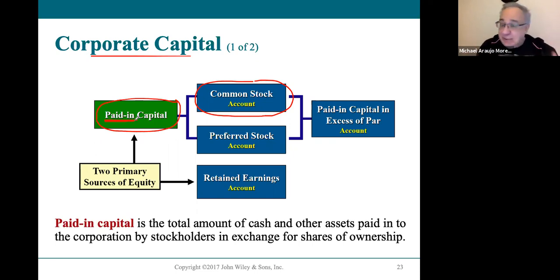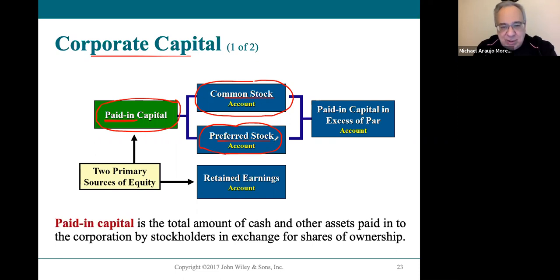Some corporations, not very many, very few in fact today, decide to sell, in addition to the common stock, a special type of stock called preferred stock. They call it preferred for very odd reasons. It's preferred to the corporation. Why so? Preferred stockholders do not get a right to vote. Common stockholders have that right to vote.